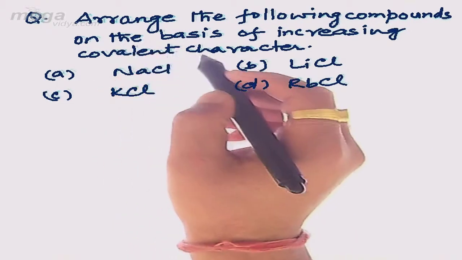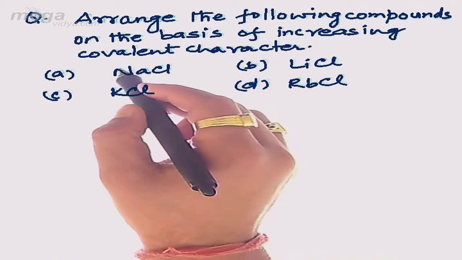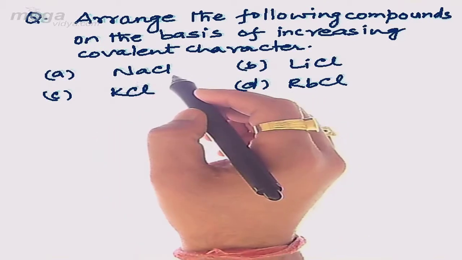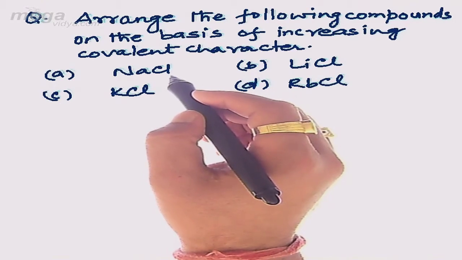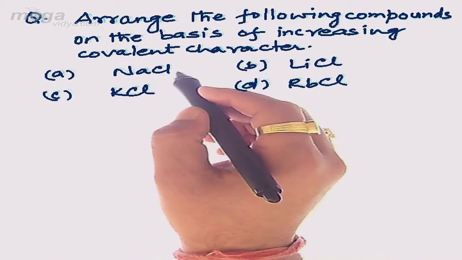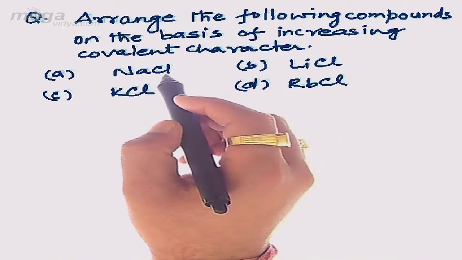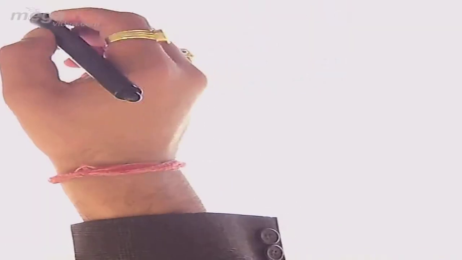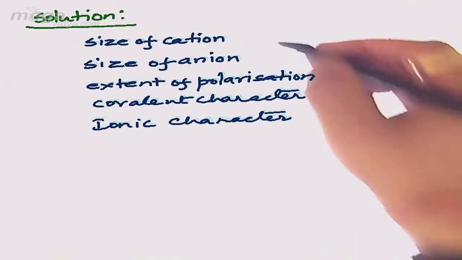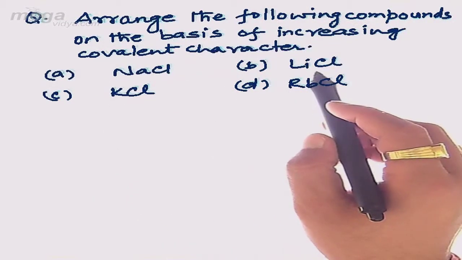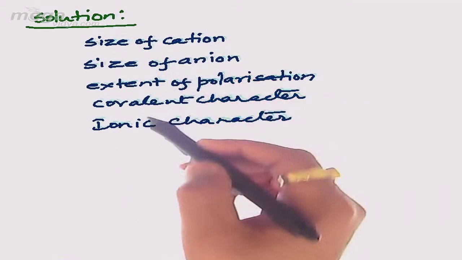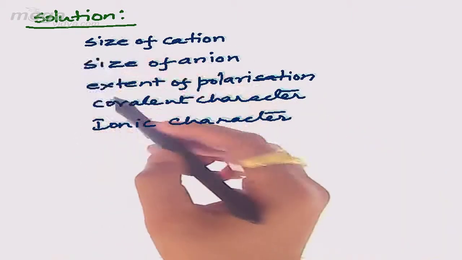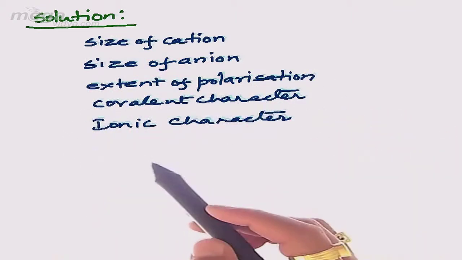Now as discussed during Fajan's rule, as the size of the cation, that is the metallic part in the compound, decreases, or with the increasing size of the anion, the polarization power or the extent of polarization increases, and as the extent of polarization increases, there will be an increase in the covalent character and the ionic character will decrease. So student, whenever we have to compare the covalent or the ionic character, we have to be concerned about these factors like the cationic size, anionic size, and extent of polarization, and on the basis of these 3 points, we have to conclude the covalent and the ionic character.